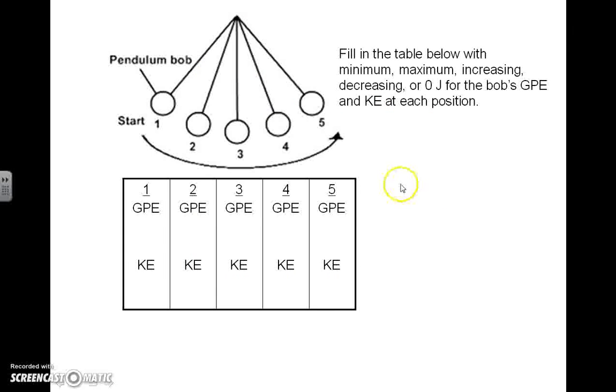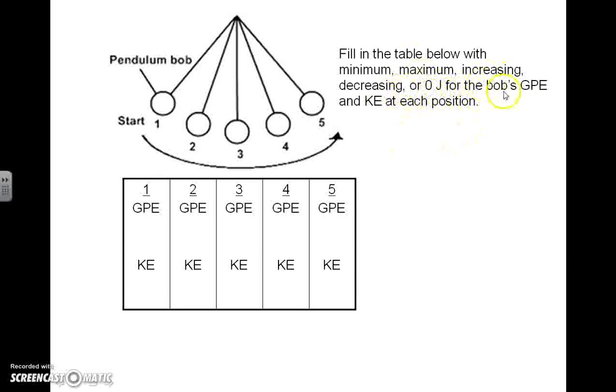This is a pendulum diagram up here, so if you could imagine this is one object on one string, but it's showing you the position of that as it goes throughout a swing from left to right. Okay, so the pendulum starts over here. Once we release it, it swings all the way to position 5. Okay, it says fill in the table below with the following words: minimum, maximum, increasing, decreasing, or 0 joules if there's no energy present for that.